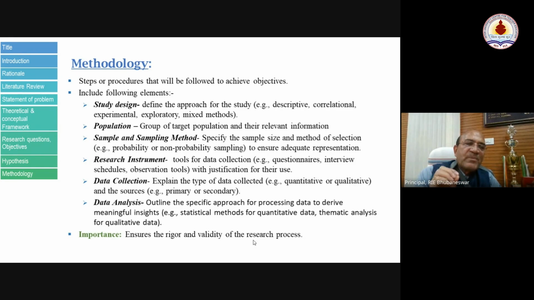So sample and sampling method is again very, very important, and therefore we have to specify the sample size and method of selection. Basically, we take two methods: probability and non-probability sampling. Whether it is simple random sampling or stratified random sampling or lottery method or whatever. Probability means randomness is there, non-probability means randomness is not there. So I can select a sample in two ways: either having randomness in my selection, or not having randomness in my selection. To ensure adequate representation, I have to have a sample, right?